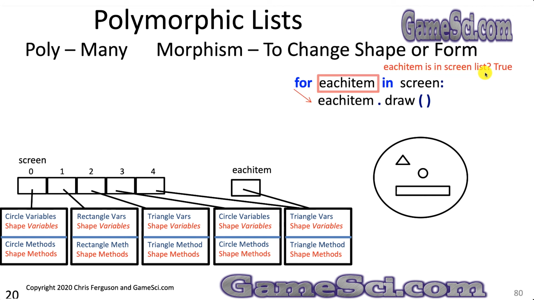Is each item still in the screen list? That is a true statement. Each item is still pointing to a valid object in the list. So that's a true statement. I'm going to go in and execute the draw once again.